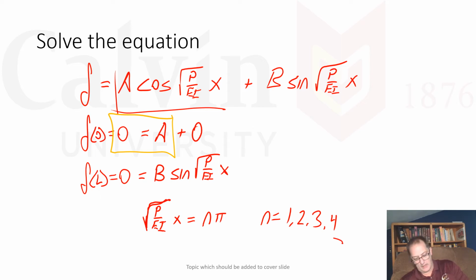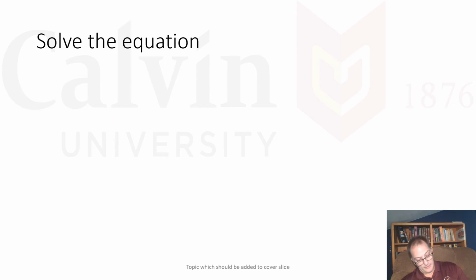Which value of n? Well, you can see that P and n are directly proportional to each other. So the lowest load at which I buckle is where n is equal to 1. And then I'm going to get, well, I'll simplify it on the next page. So the square root of P over EI x is equal to n pi. Well, x is equal to L. It's not equal to x. It's equal to L. All right. And n was equal to 1.